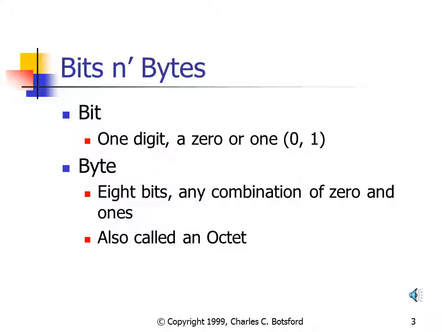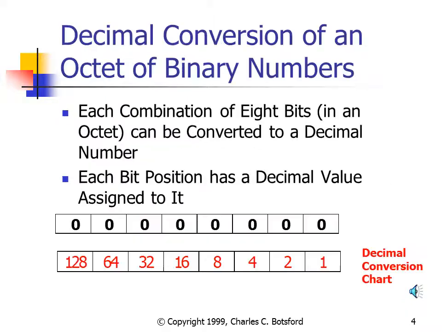Now, we're going to see that in IP addressing, we call a byte, 8 bits, an octet. One important skill we'll need in IP addressing is to be able to take an octet of binary numbers, 8 bits, and convert them to their unique decimal equivalent or decimal number. We do this by using the decimal conversion chart you see highlighted in red on the slide. Each location or each bit has a unique decimal equivalent associated with it.